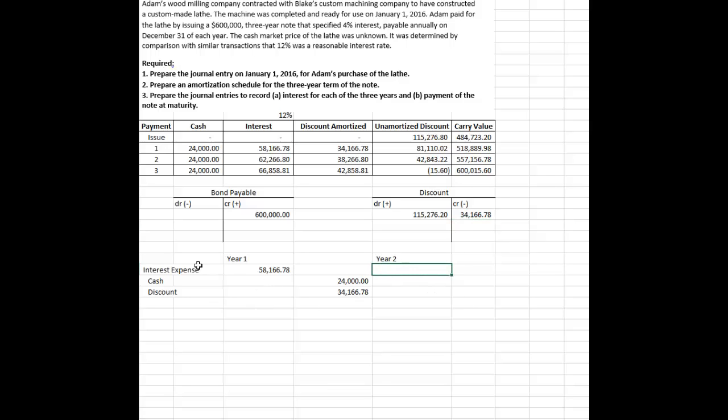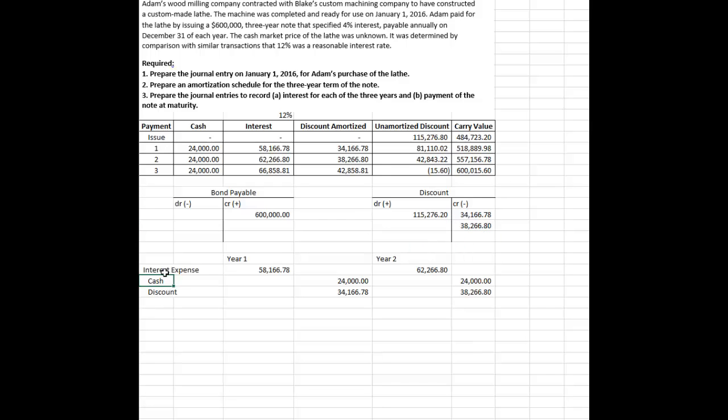The entry for the second year, I'm also going to debit interest expense, but it's for a different amount. It's the interest amount that the table tells me. The cash is going to be the same. And then the amount of discount we're amortizing is also changing. So there's your second year's entry. Again, part of that discount amount gets posted to the discount account, and it's reducing yet even more.